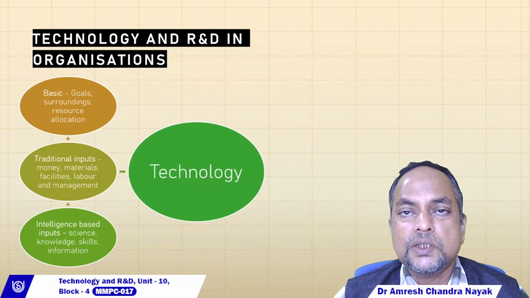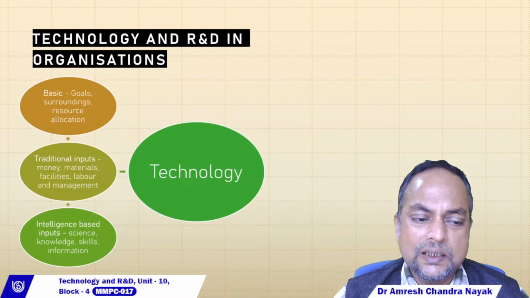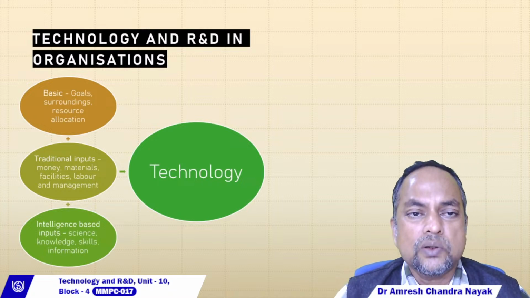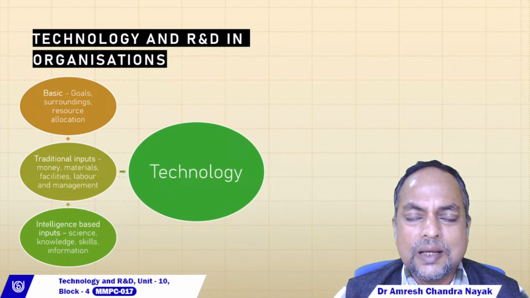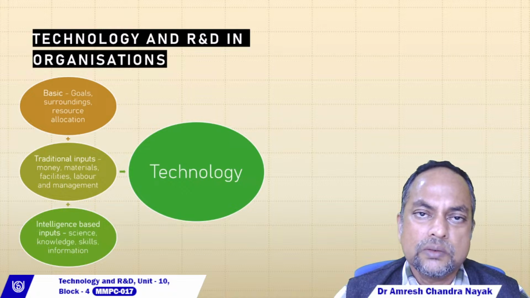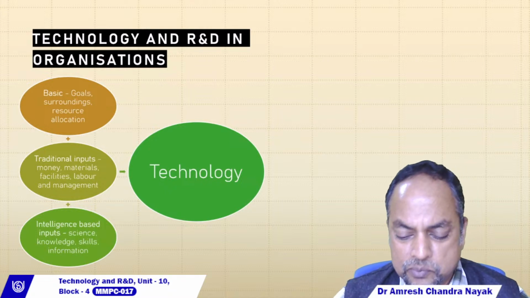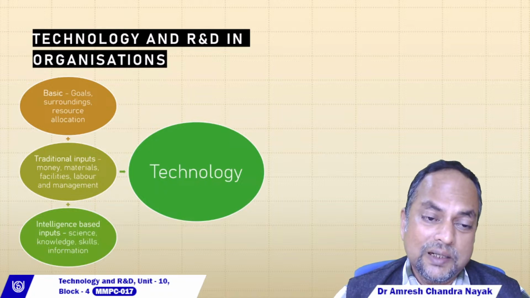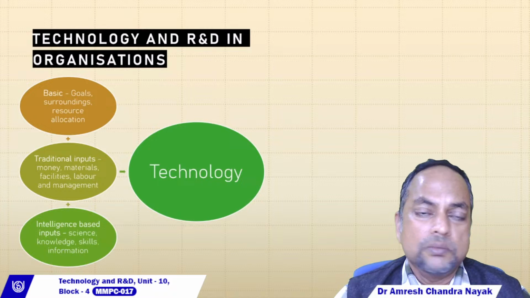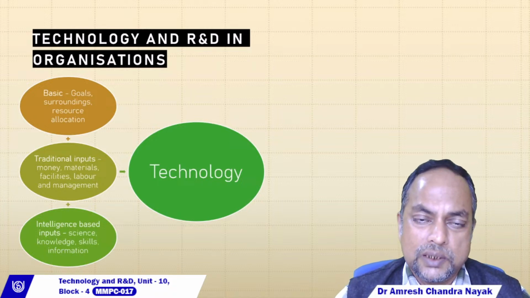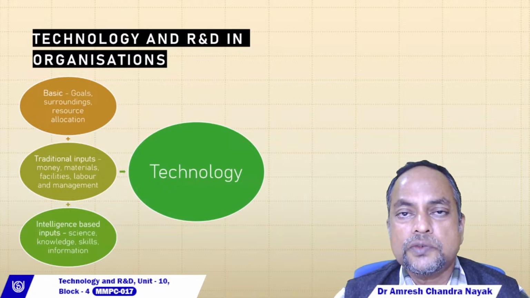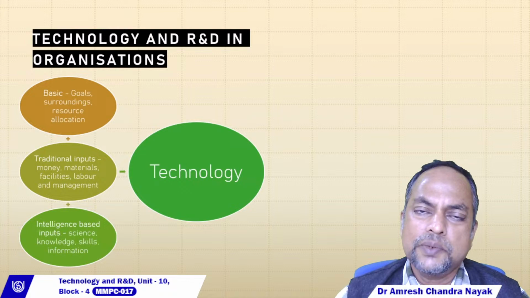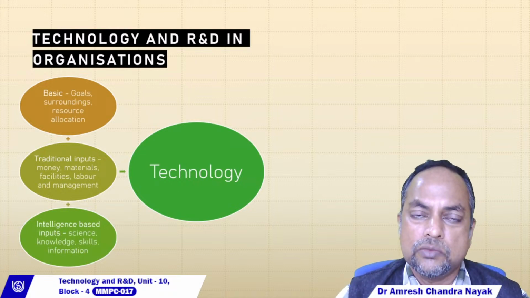Beyond that, we are thinking of intelligence-based inputs like science, knowledge, skills, information, whatever we are talking of, right? But okay, these are the factors which serve as the inputs to the process, and the output is technology or technical advancements, whatever we talk of, right? But before we adapt to those kinds of technology, or before we arrive at the requirement of a particular technology in the organization, we must be very cautious about the usefulness of that particular technology. I cannot adopt any kind of technology, or there cannot be an arbitrary decision for a particular kind of technology.